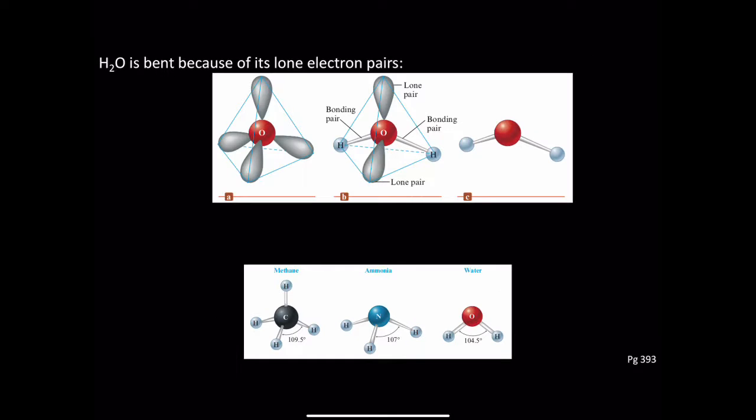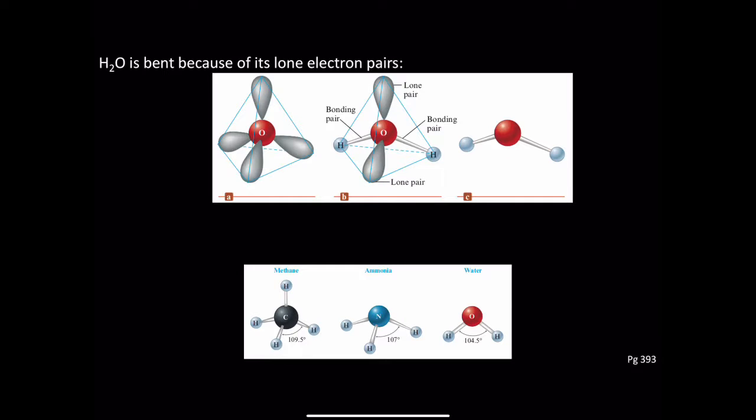Water now is bent because of its lone pair electrons as well. So if we think about it, here is our shape of tetrahedral. But then we have to recognize that we have 2 hydrogens and 2 lone pairs on the oxygen. So we look at all that and we see 1 lone pair coming towards us, 1 lone pair going straight upward, and then 2 hydrogens going away from us and downward a little bit, and that actually creates this bent shape here.